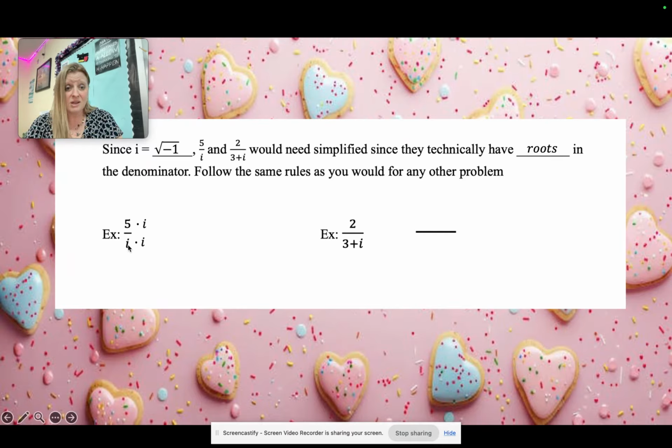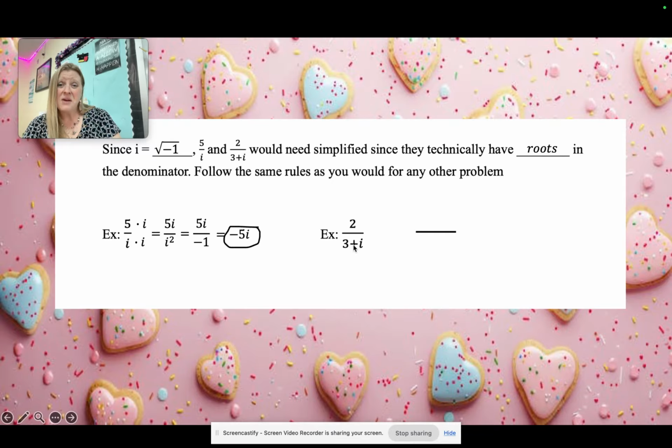So if I see i in the bottom, I'm going to times by i top and bottom. I'm going to use my multiplication rules, and I treat i like it's an x. So 5 times x would be 5x, so it's 5i. x times x is x squared, so in this case it's i squared. And the only difference is if I get i squared, I change that into -1. And 5 divided by -1 is -5, so the answer is -5i.